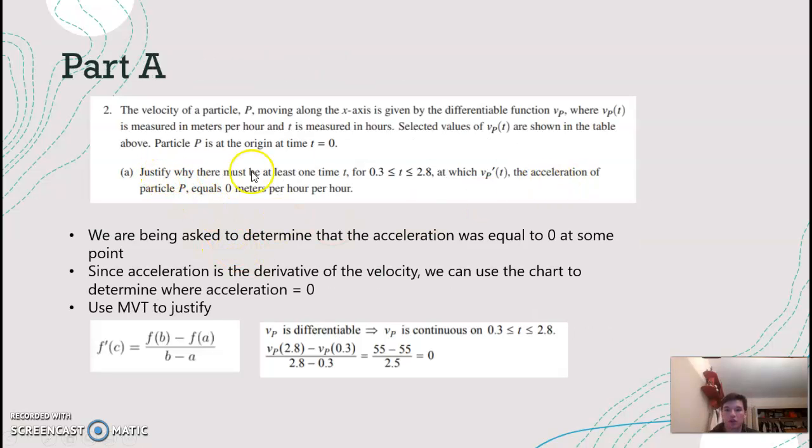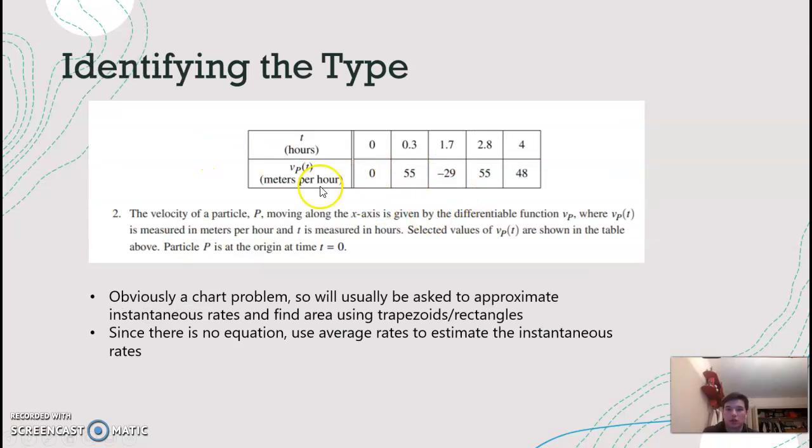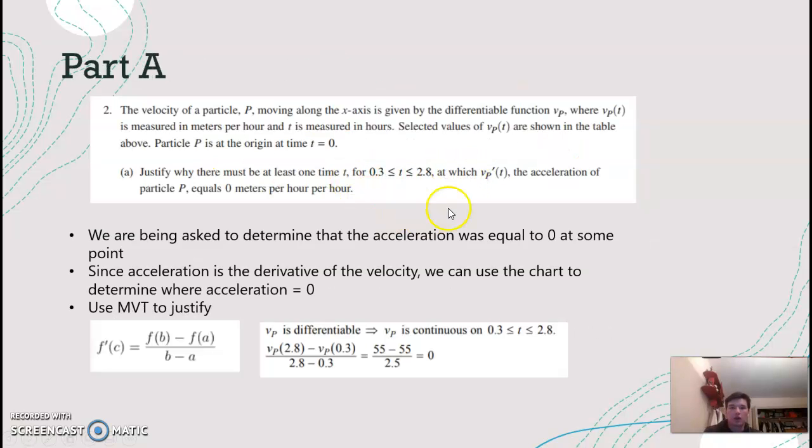Here we see: justify why there must be at least one time where the acceleration equals 0 meters per hour. What I did was try to see what we can use to really justify that. We see acceleration there, and based off of this chart, this is meters per hour, so this is a velocity chart. And we're trying to find where the acceleration equals 0.